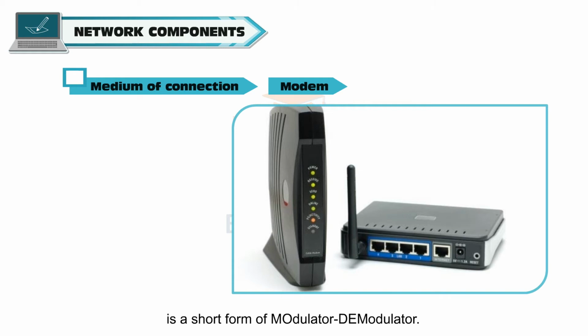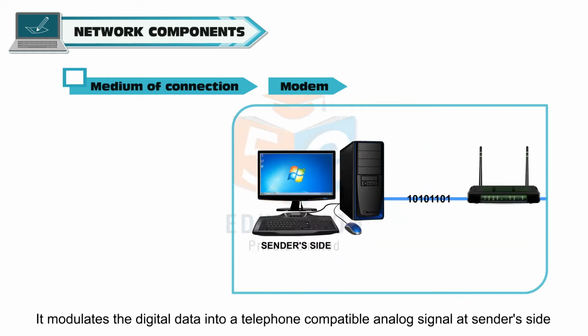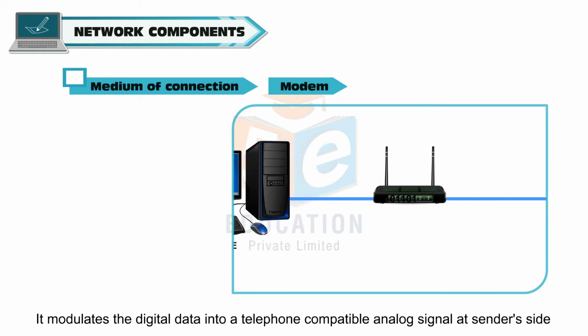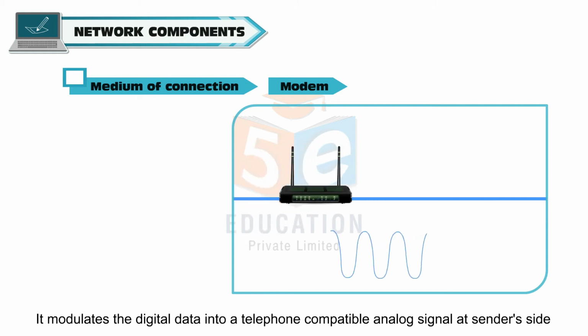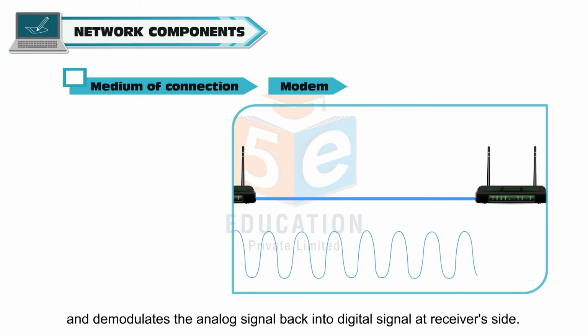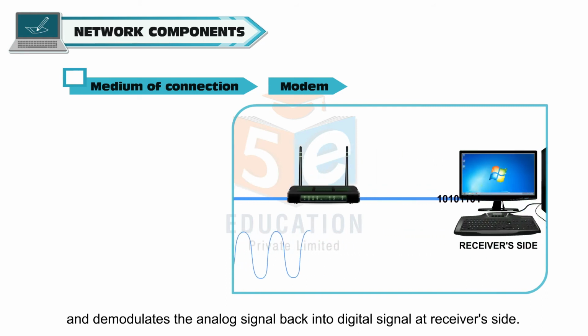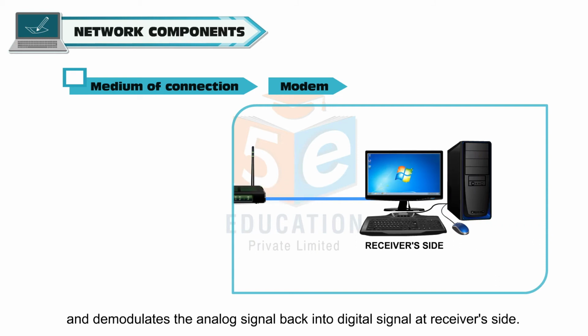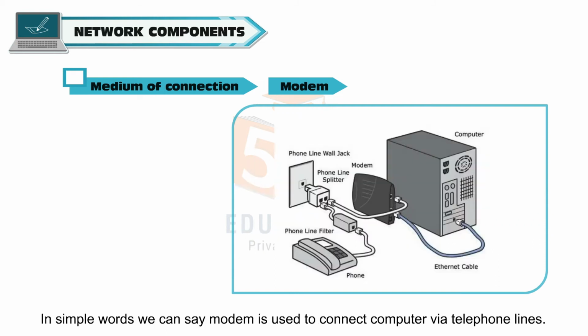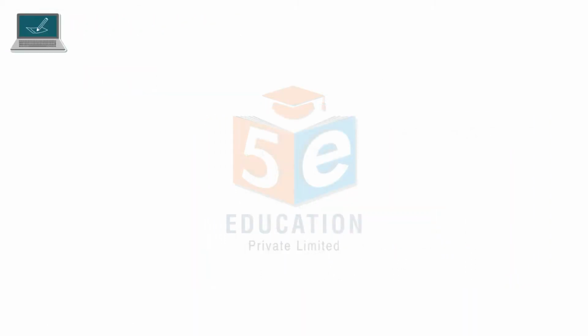Modem is the short form of modulator-demodulator. It modulates the digital data into a telephone-compatible analog signal at sender's side and demodulates the analog signal back into digital signal at receiver's side. In simple words, we can say modem is used to connect computer via telephone lines.